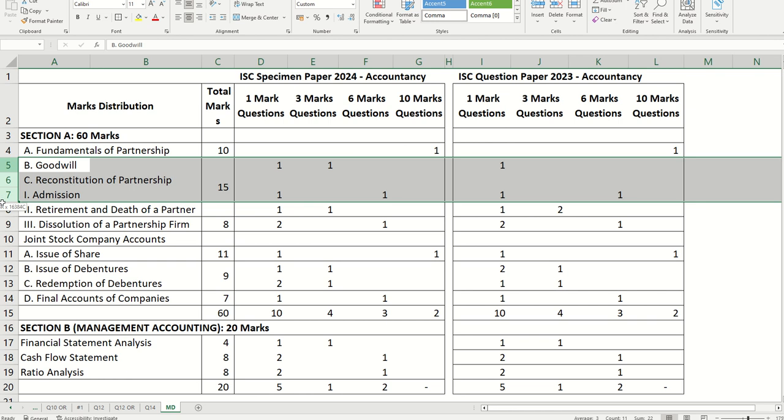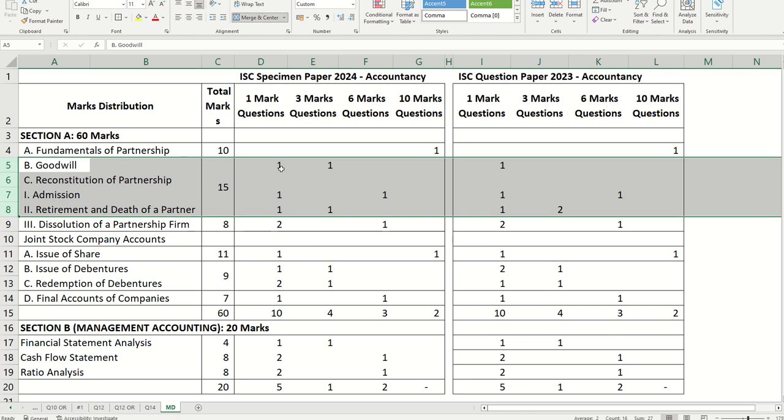Coming to the next set, goodwill, admission, retirement, and death, you have 3 questions of 1 mark each in both of these papers, 2 questions of 3 marks each, and a 6 marks question. So that is the same pattern. However, chapter distribution may be different. As you can see in the specimen paper, you have a 3 marks question from goodwill and 1 from retirement. Here you have 2 questions, both from retirement, both 3 marks questions. And in both the cases, the 6 marks question was from the admission chapter.